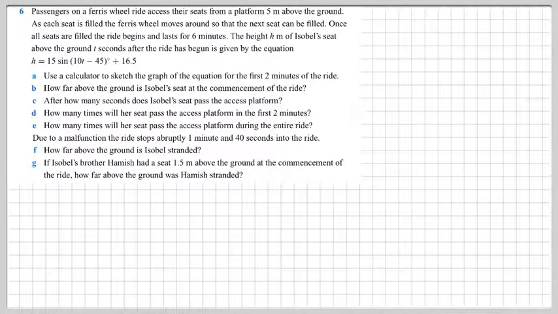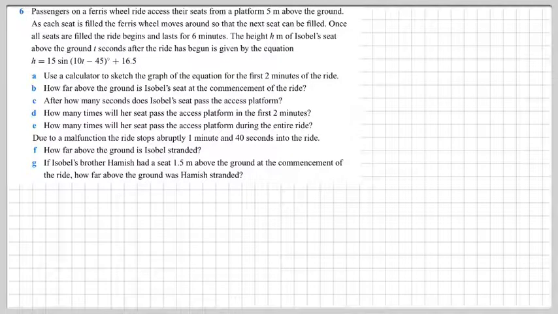Now, this is a Ferris wheel question. Passengers on a Ferris wheel ride access their seats from a platform 5 metres up above the ground. I think they're nuts. I'm the ultimate chicken, guys. I'm not going on it. No way. In my city, there's a gigantic one just been constructed, which you just go up into the stratosphere, and I'm not going on it anytime soon. As each seat is filled, the Ferris wheel moves around so that the next seat can be filled. Once all seats are filled, the ride begins and lasts for 6 minutes.